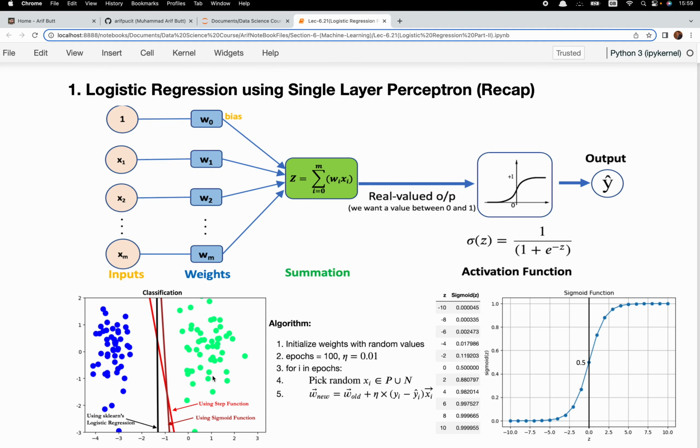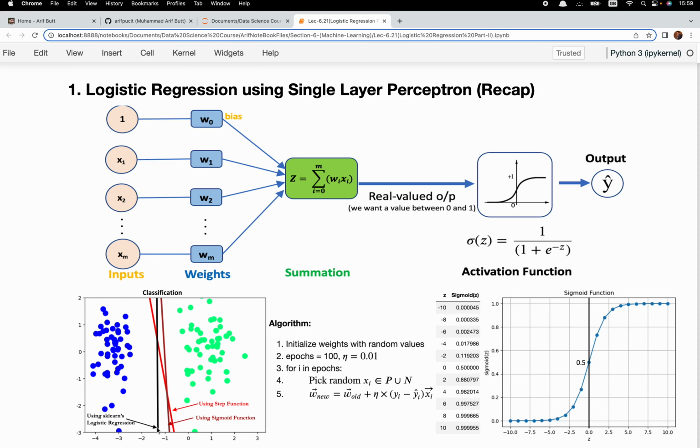And finally, this graph over here in the bottom left shows the data points belonging to two classes along with 3 different decision boundaries. Well, this red line was the decision boundary that we achieved using the step function. This brown line, this one, is a bit improved decision boundary that we achieved using the sigmoid function. And finally, this black line is the decision boundary that we achieved using Scikit-Learn's logistic regression model.